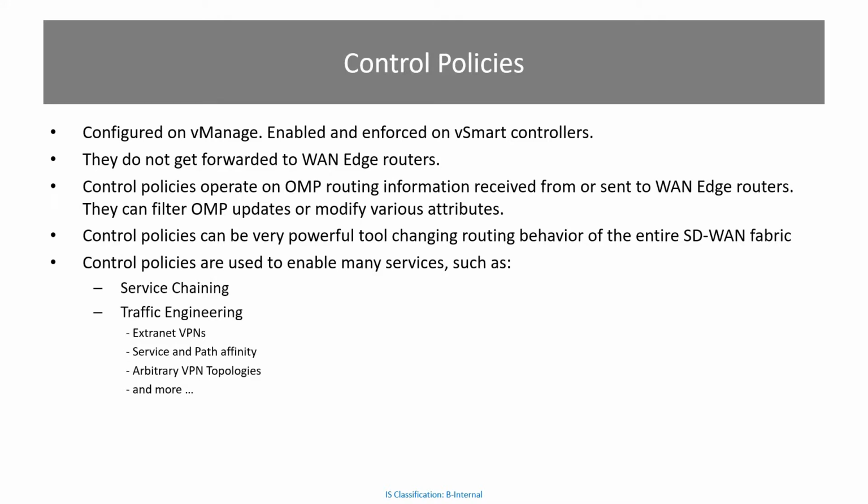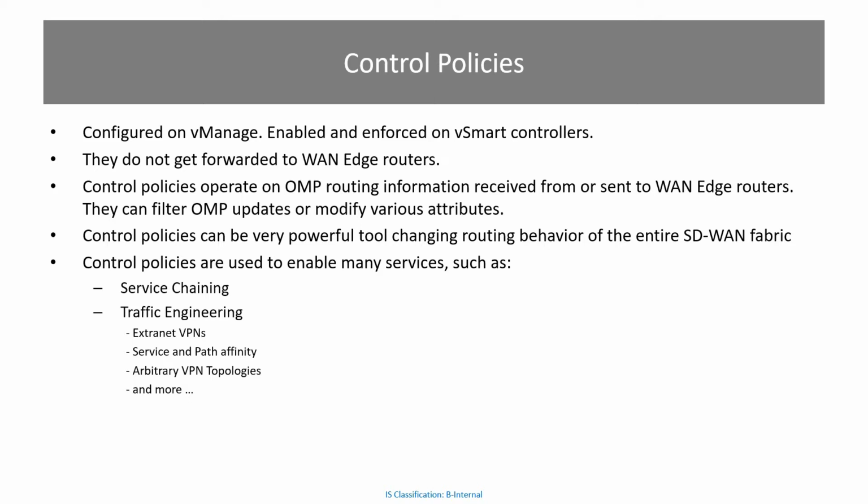What are control policies? They are configured on vManage, enabled and enforced on vSmart controllers. They do not get forwarded to WAN edge routers. Control policies operate on OMP routing information received from or sent to WAN edge routers. They can filter OMP updates or modify various attributes. Control policies can be a very powerful tool for changing the routing behavior of the entire SD-WAN fabric.